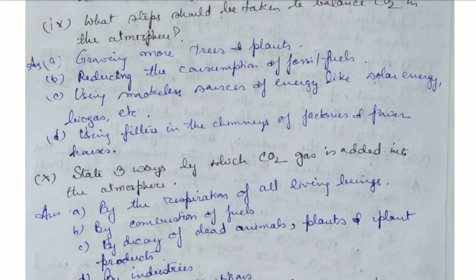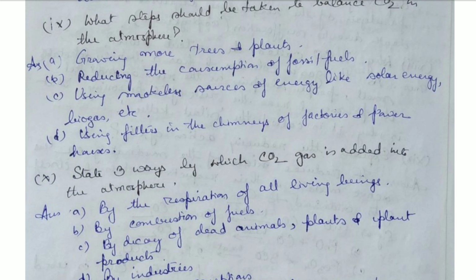So we need to reduce the consumption of these fossil fuels and use them in a very good way, that is, so that it does not increase the pollution. Then use smokeless sources of energy, like solar energy, biogas. These do not increase the pollution.